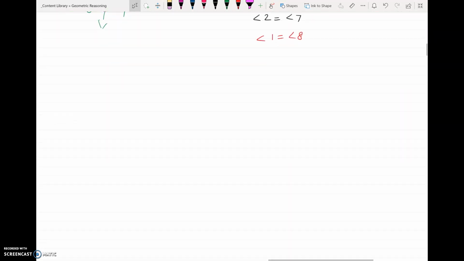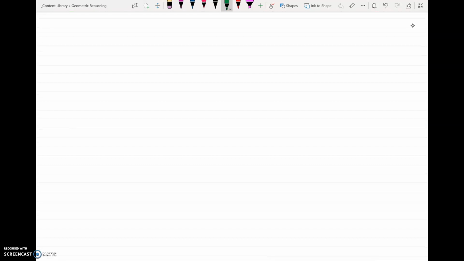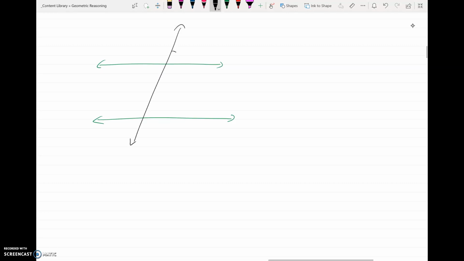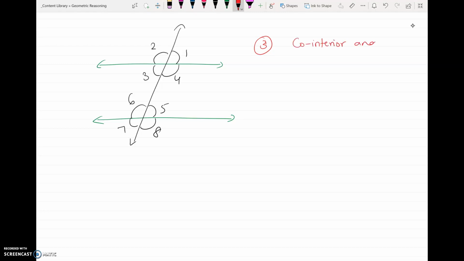Now the third one that we are going to look at is called co-interior angles. So let me draw the parallel lines again and a transversal, and let me name all the angles again. So 1, 2, 3, 4, 5, 6, 7, 8. So this is the third parallel line property, and they are called co-interior angles. The property of co-interior angles is not similar to corresponding and alternate angles. Corresponding and alternate angles were equal, whereas co-interior angles add to 180 degrees.